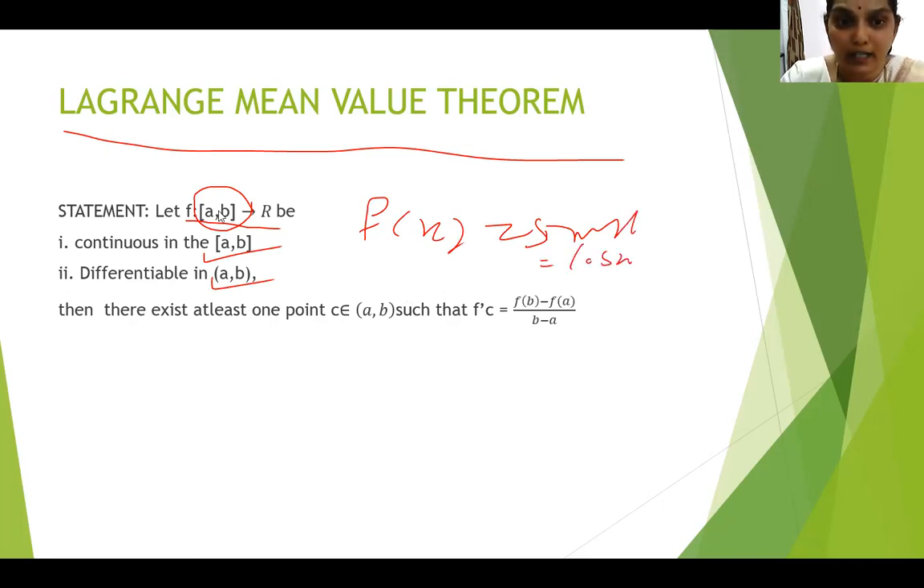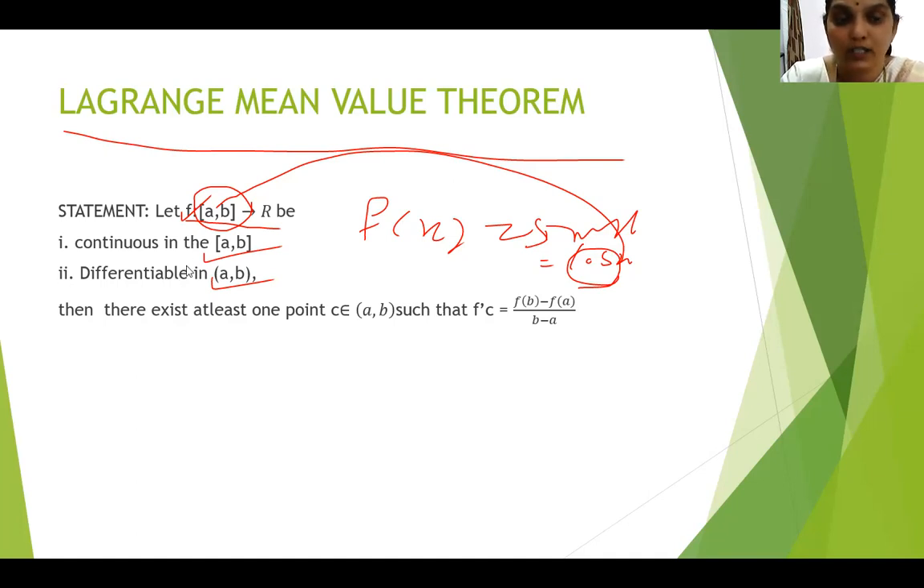Then you will look at the range, that x should be lying between A to B. If for all values between A to B this exists finitely, then I can say f is differentiable in that interval. It is not compulsorily differentiable at the end points. At the end point, sometimes it may become infinity, but within A to B, it should exist finitely.